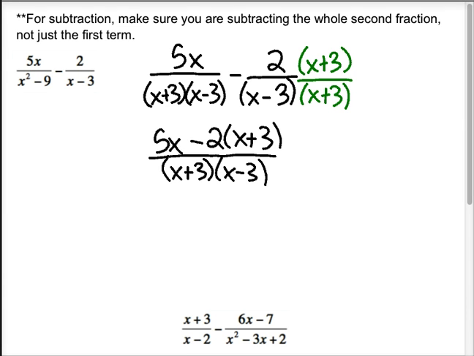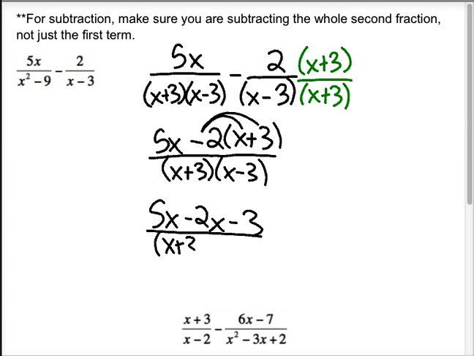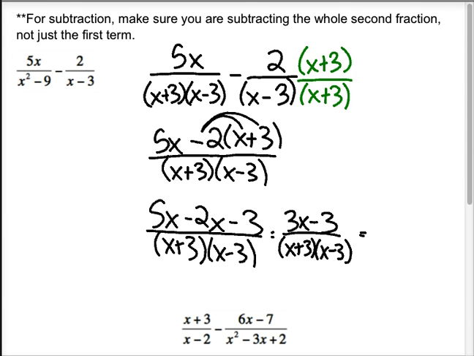All right, so let's simplify this. So 5x, then minus 2x minus 3 over x plus 3, x minus 3. Well, 5x minus 2x gives me 3x. Then finally on the top, I can even pull a 3 out to get x minus 1. Now remember, the bottom just stays in its factored form.